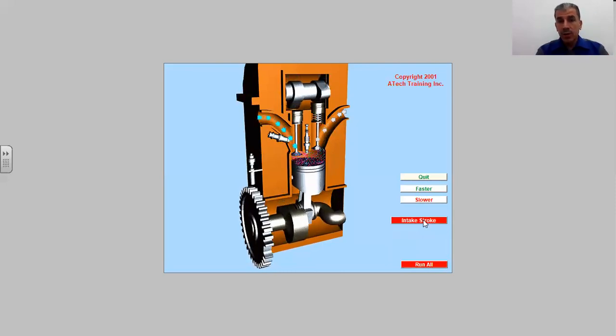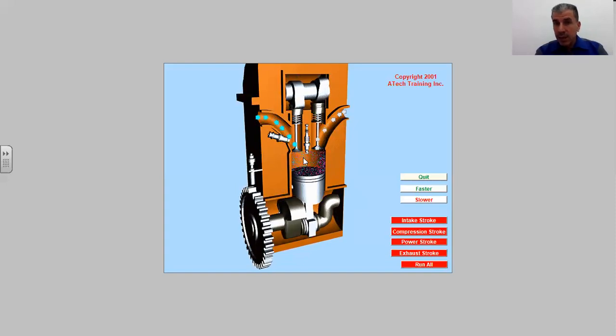Now let's take each stroke separately. Now the intake stroke. In the intake stroke, as we see, the air fuel mixture will go inside the engine through the intake valve.